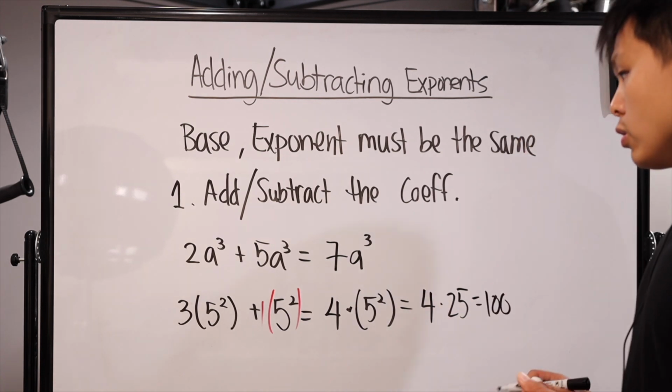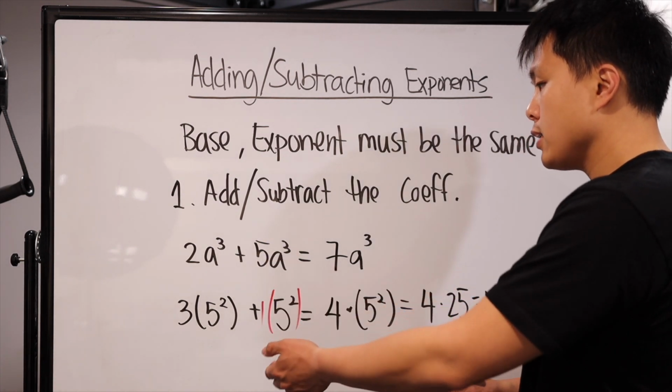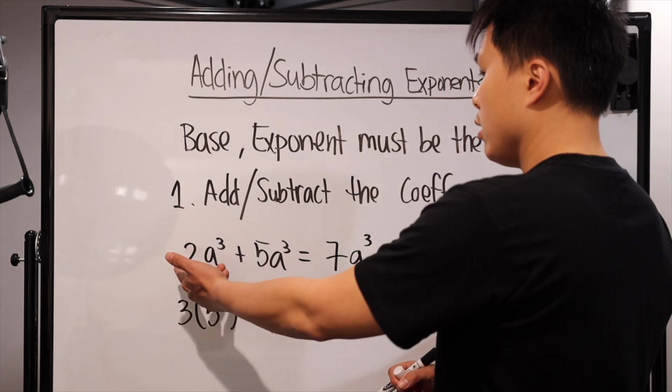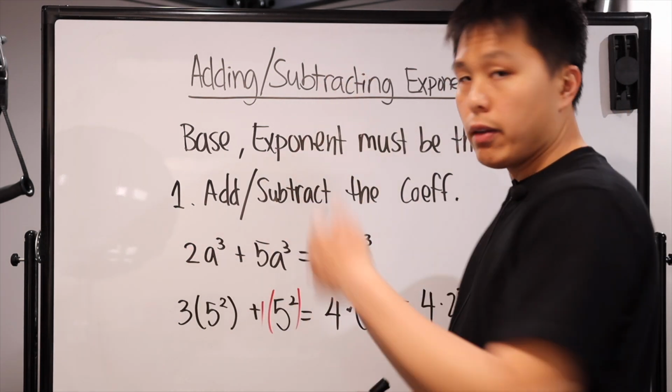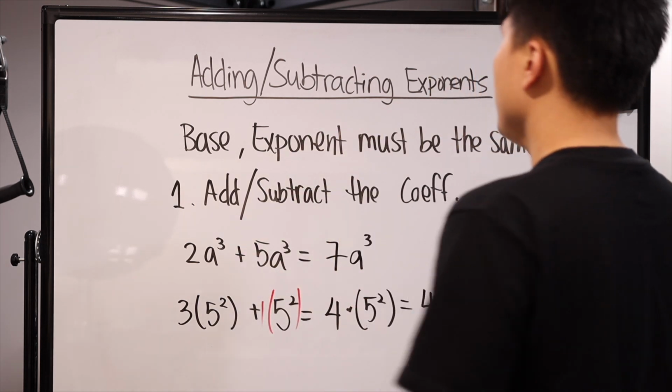Plain and simple. So that's how you would go about adding and subtracting. Now, subtracting: if I change this all to a minus sign, with the coefficients you would just subtract. 2 minus 5 if it was a subtraction, and 3 minus 1 if it was a subtraction. Plain and simple on that.